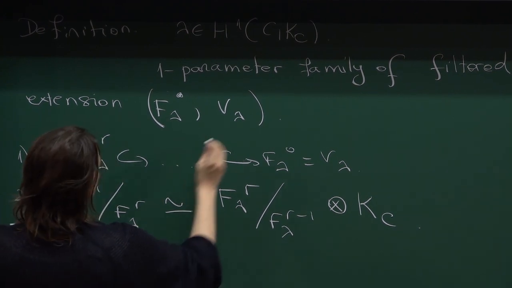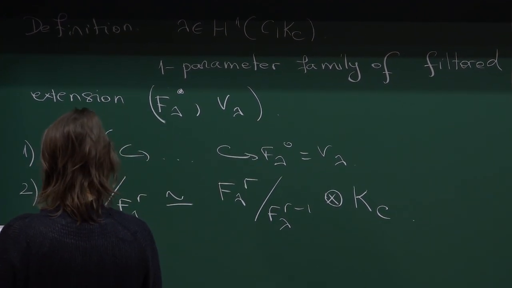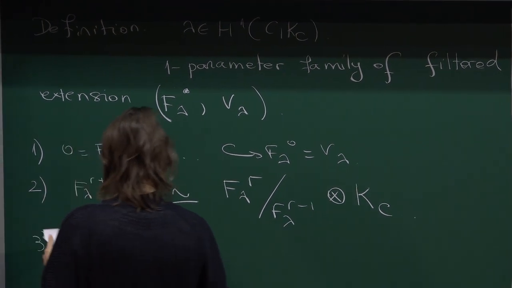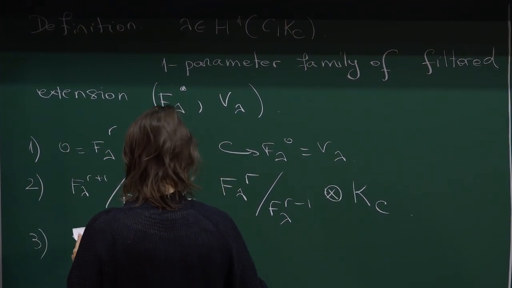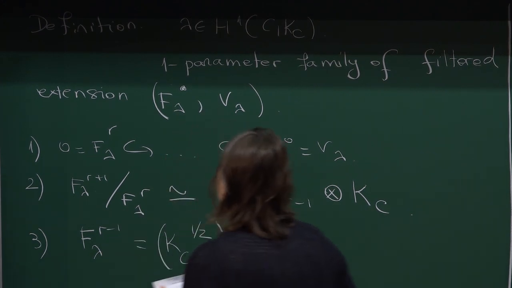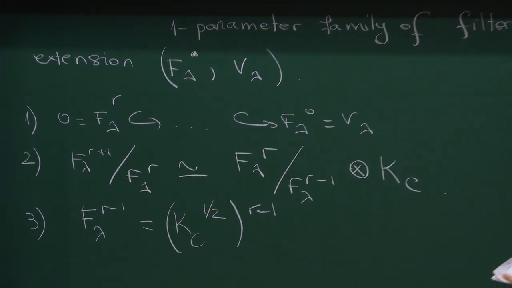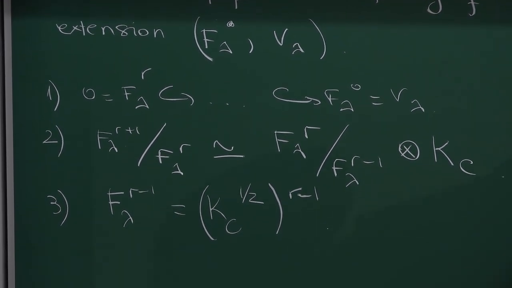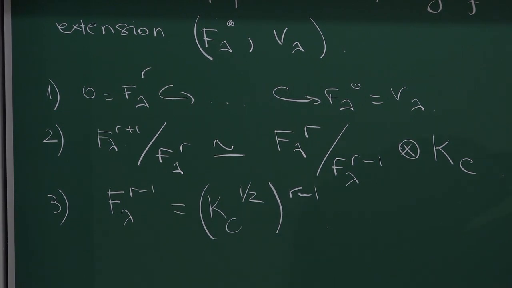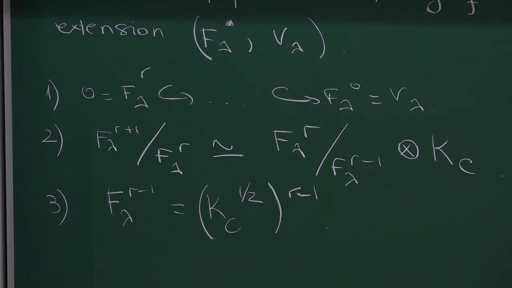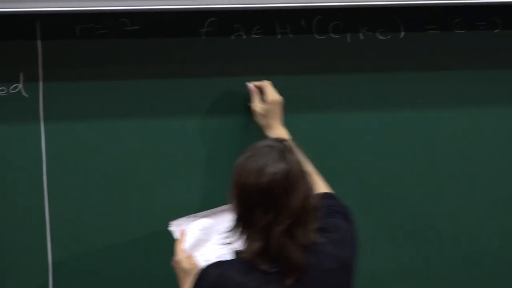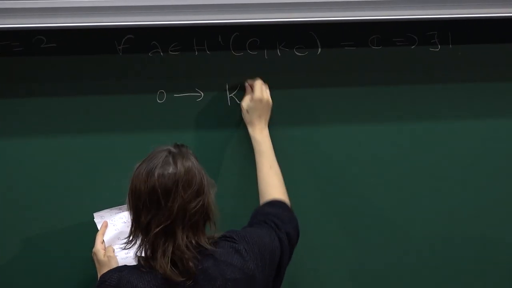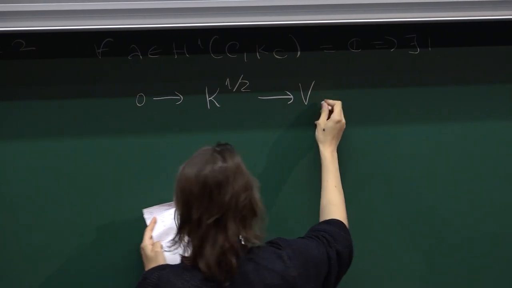And finally, I want to mention a starting point. The starting point, the first one here, is going to be just the power of the half canonical. So it's just going to be this. So for example, in rank 2, I have that for every lambda, a complex number, there exists a unique filtered extension like this that is given by the short exact sequence.